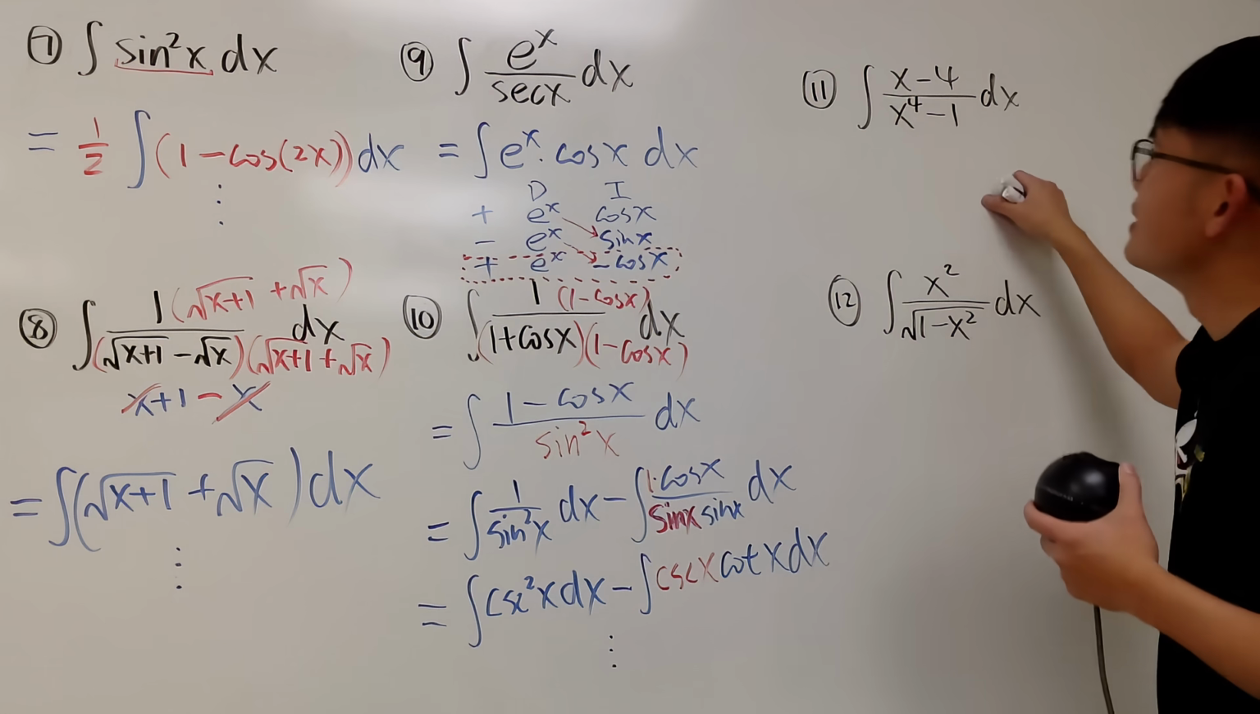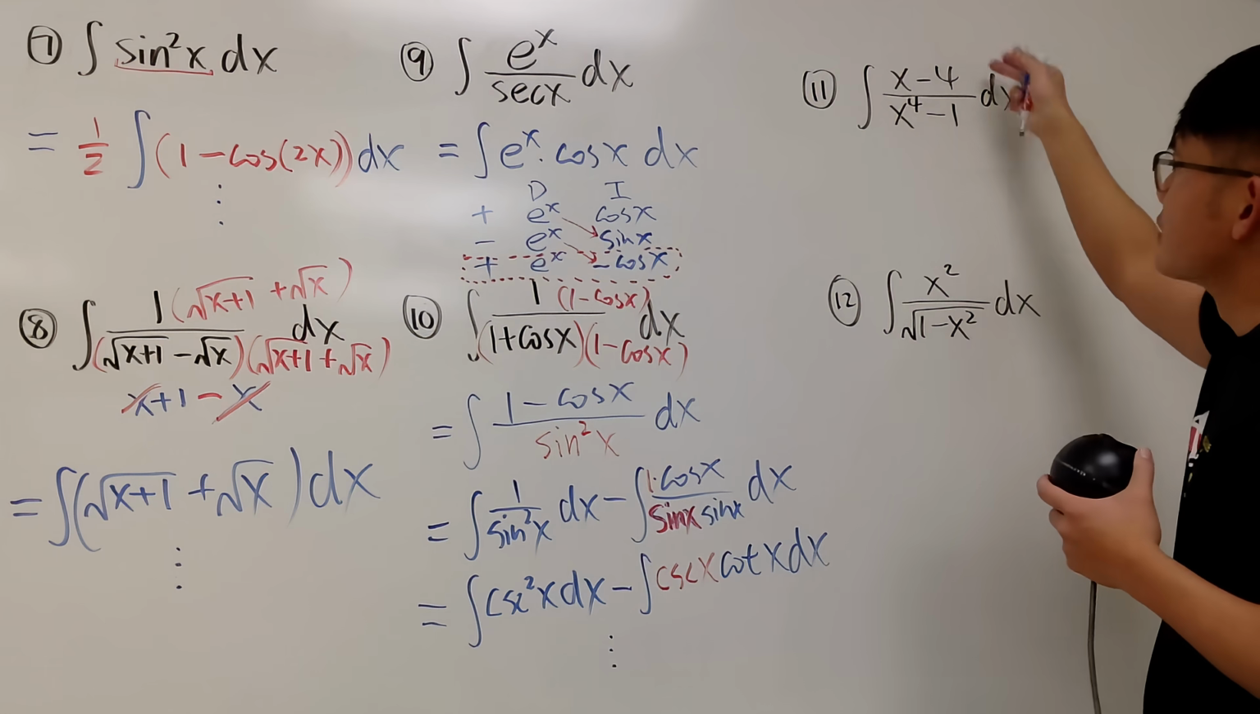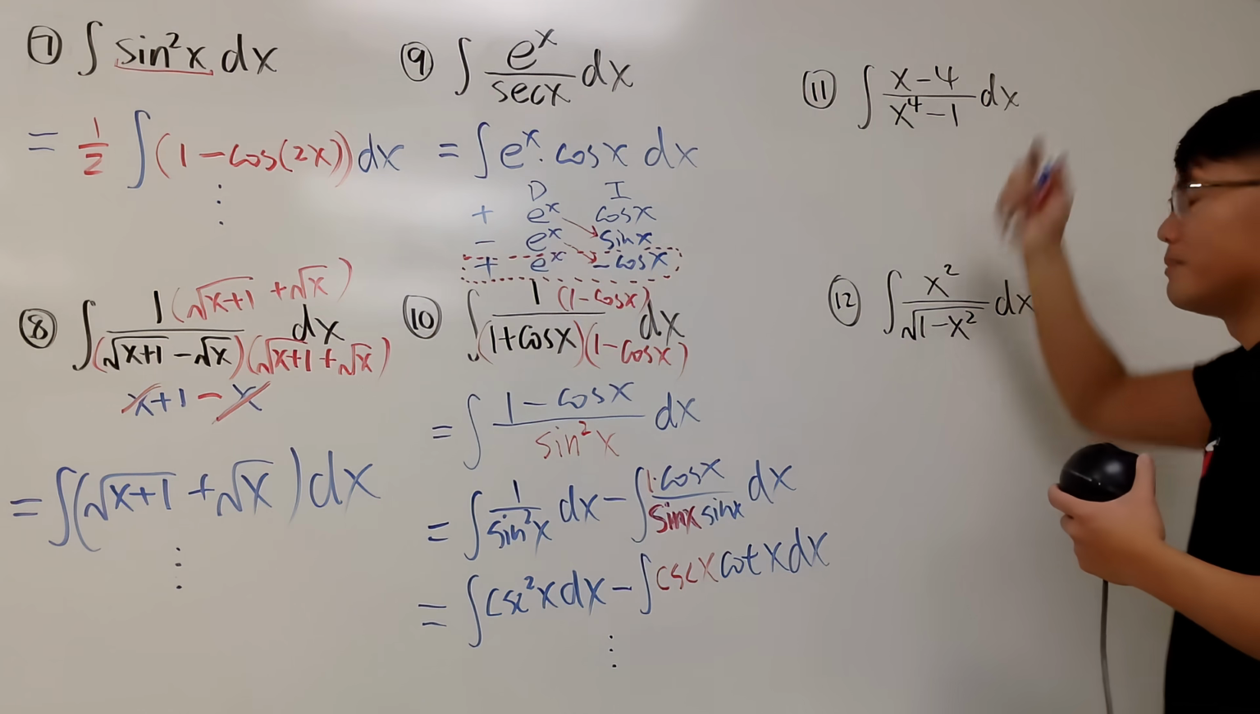Okay, number 11, x minus 4 over x to the 4th power minus 1.